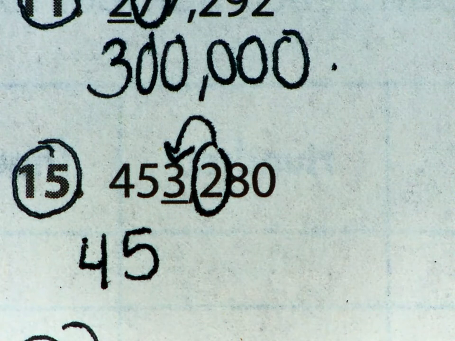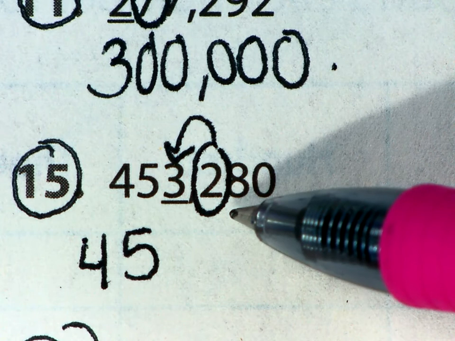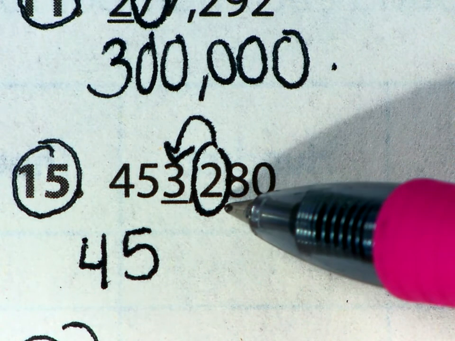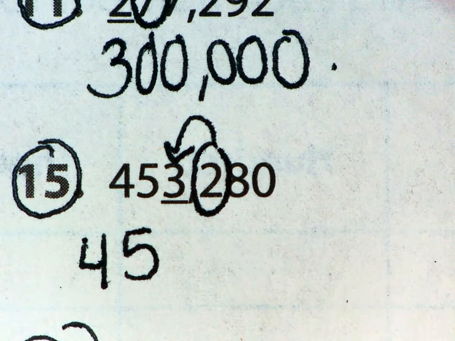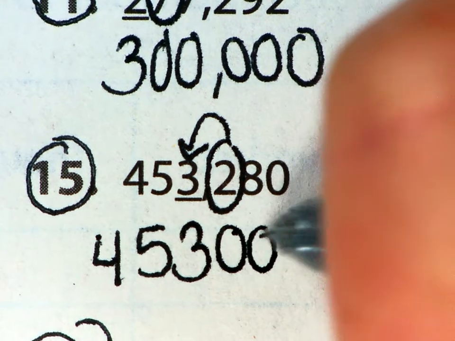Now I've got to turn my brain on. Is my circled digit 5 or more, or is it 4 or less? It's 4 or less, you're right, so we're going to let this rest. 3 does not change. The remaining 3 digits become zeros.